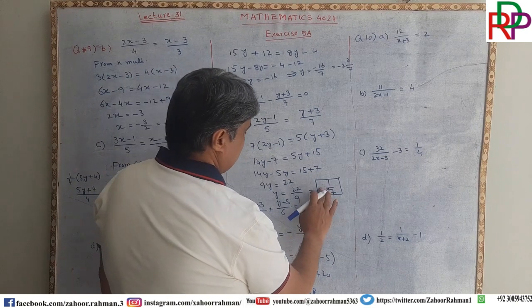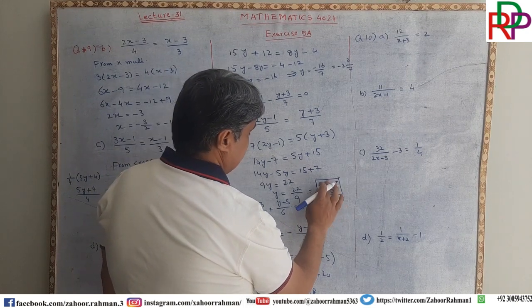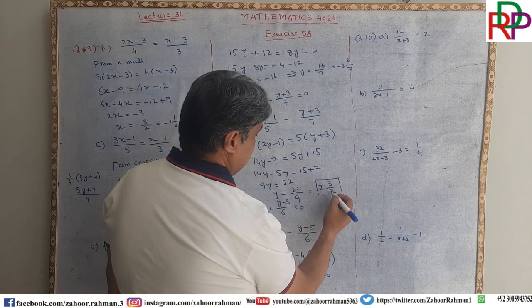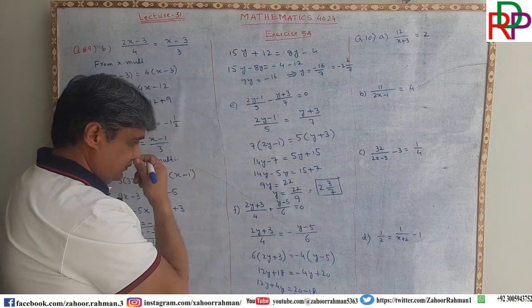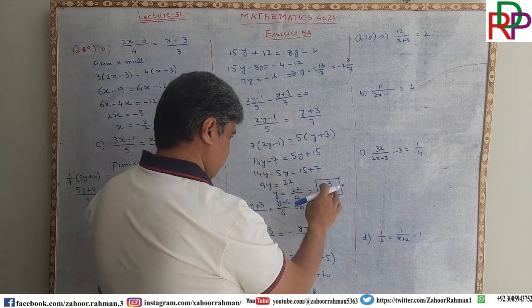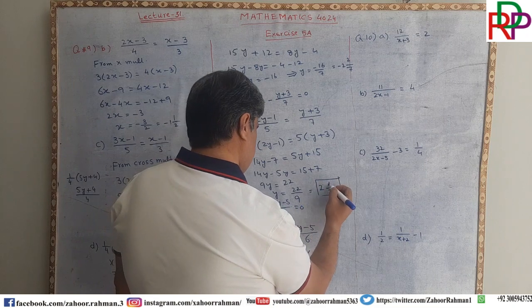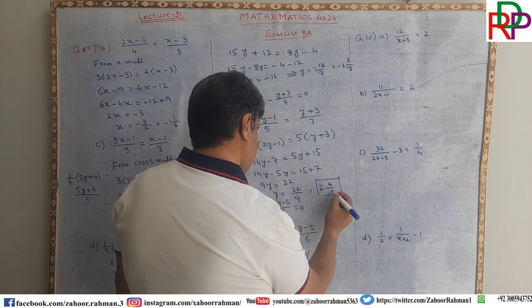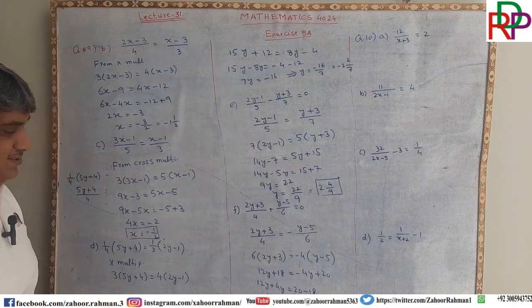So 2 whole 3 over 4 over 9 is the answer in this case.